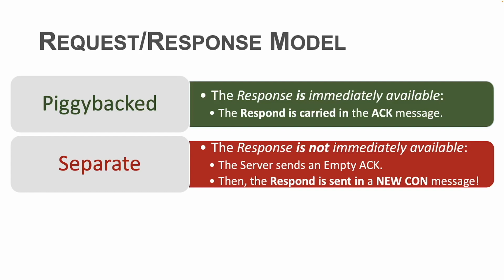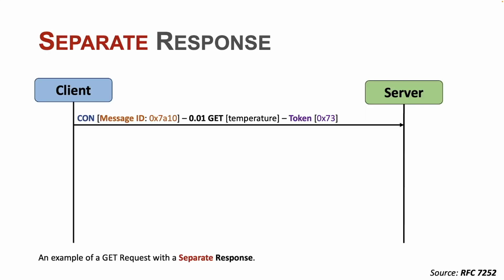Now, if the response is not immediately available, the server simply responds with an empty acknowledgement message so that the client will stop retransmitting the request. And once the response is ready, the server sends it in a new confirmable message. This is called a separate response. Here is an example of a GET request with a separate response. In this example, the server is not able to respond immediately, and therefore it responds with an empty acknowledgement message in order for the client to avoid retransmitting the requests.